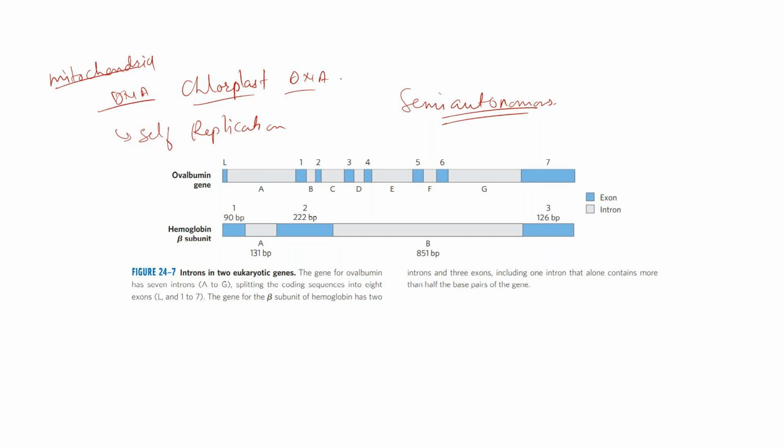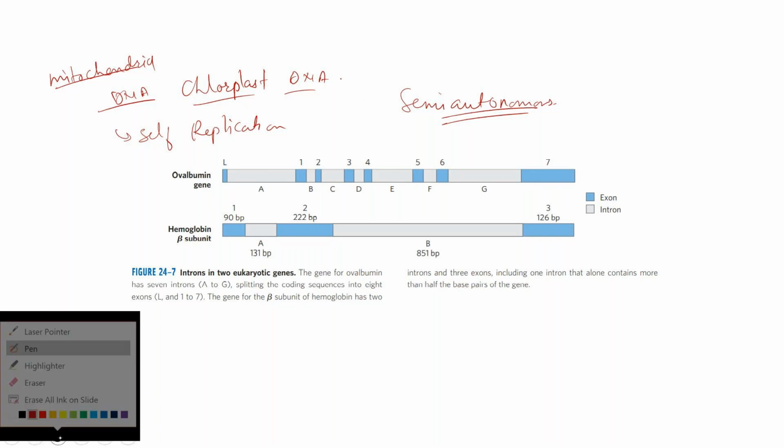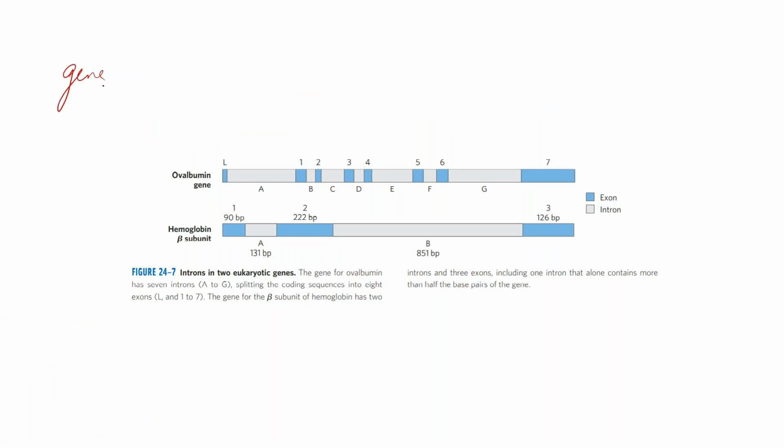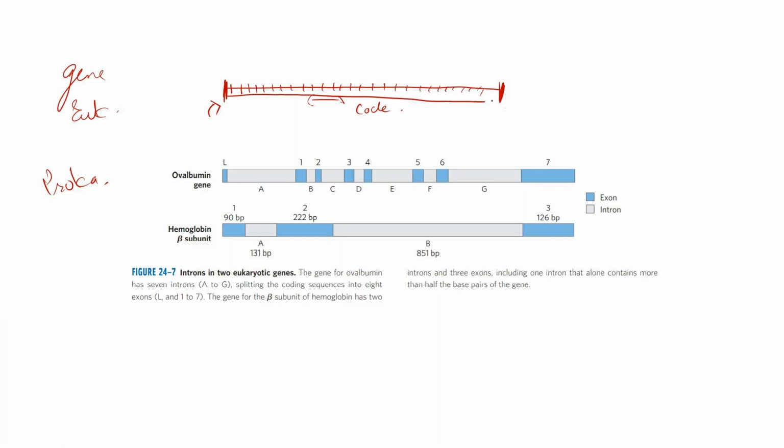Now, if we compare the gene in eukaryotes and prokaryotes, prokaryotic genes are very simple. The gene will start at a point and end at another point, and all the nucleotides in between will code for protein. So they consist of continuous coding regions, prokaryotic genes mostly.